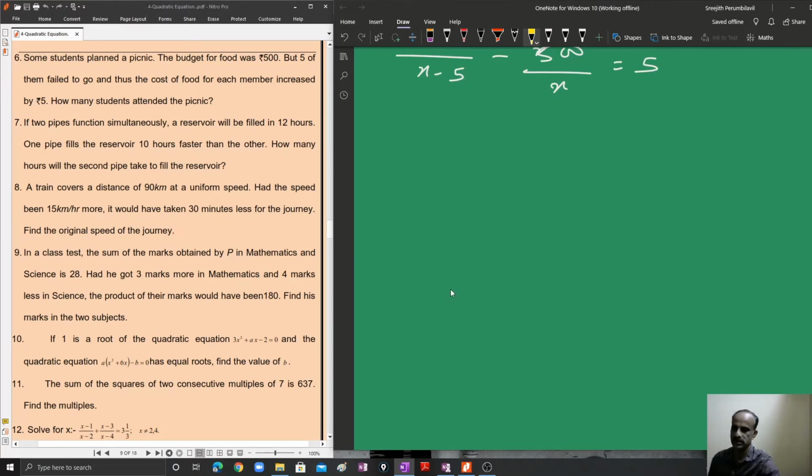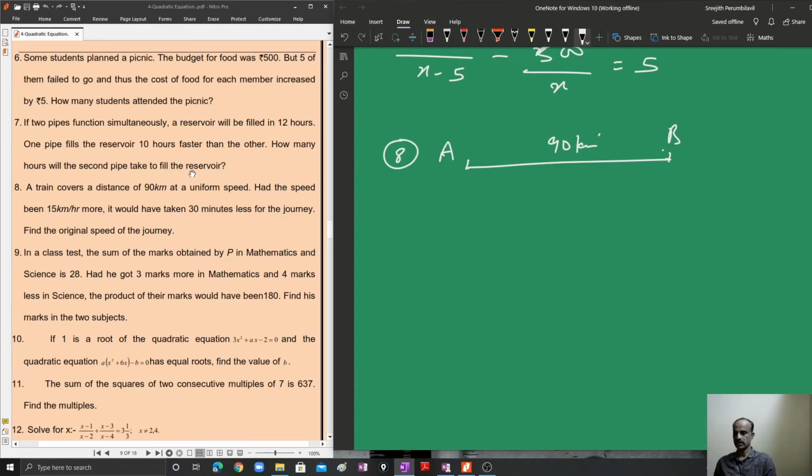A train covers a distance of 90 kilometers at uniform speed. Had the speed been 15 kilometers per hour more, it would take 30 minutes less. Find the original speed of the journey.